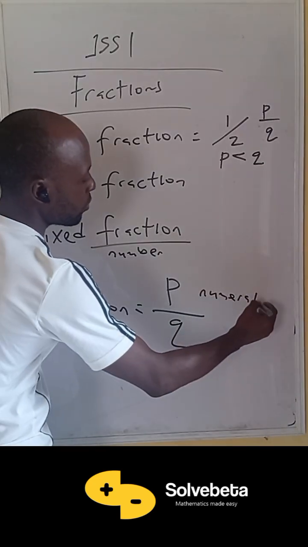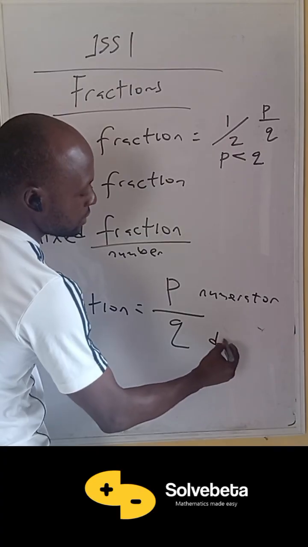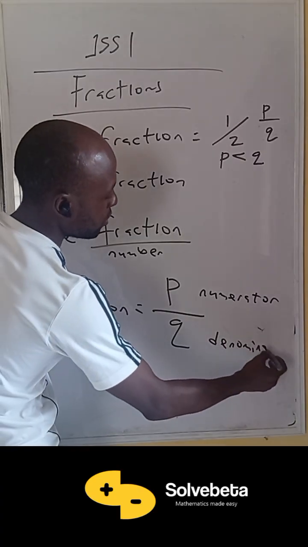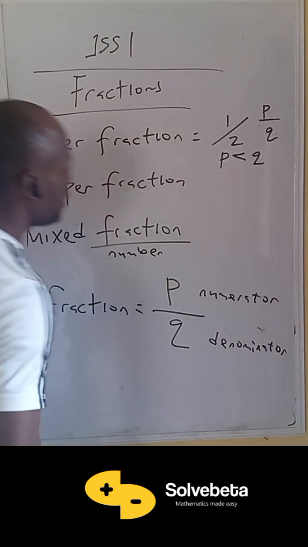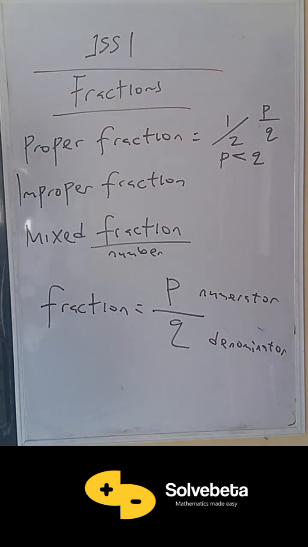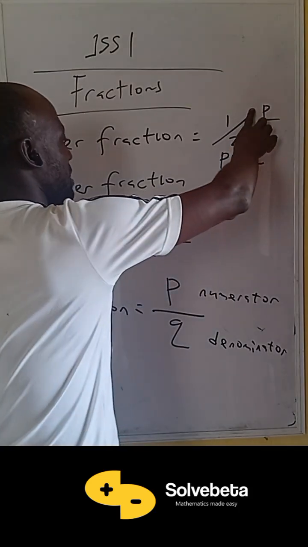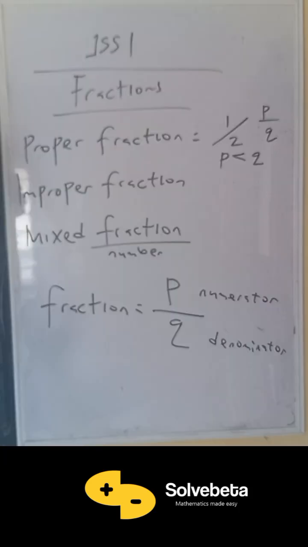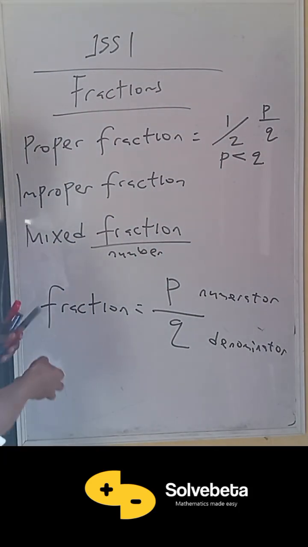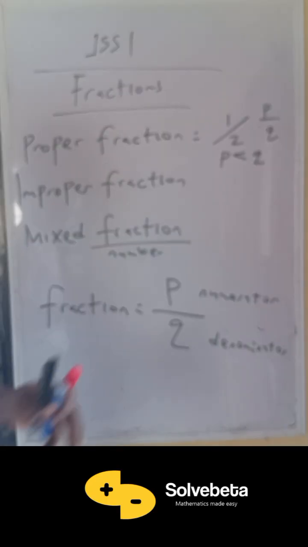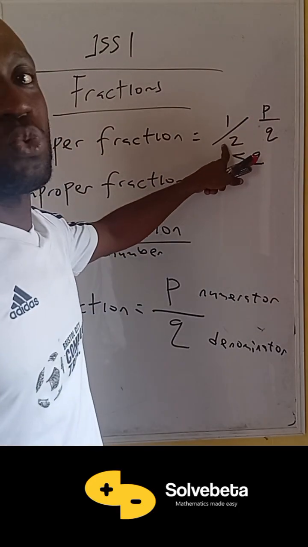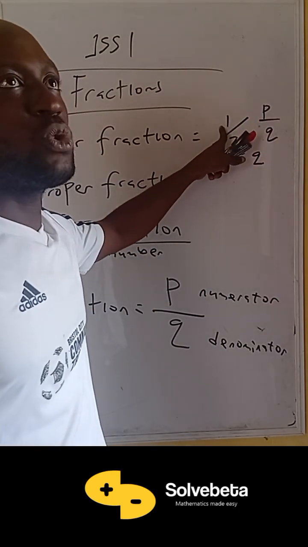A fraction is divided into numerator and denominator. So when the numerator is less than the denominator, we say it is a proper fraction, because 1 can be carried by 2. 1 is less than 2, it can be carried by 2.